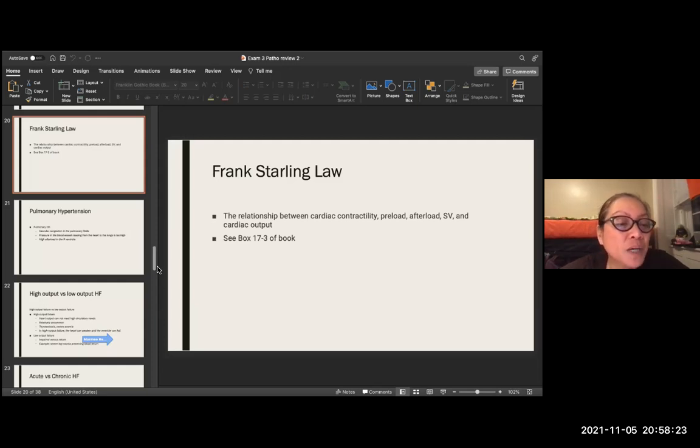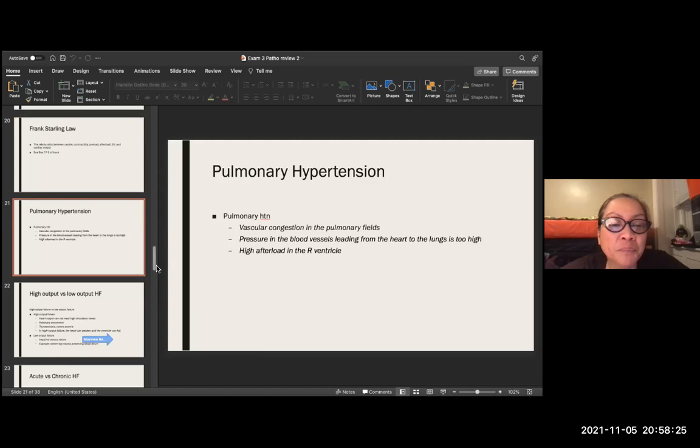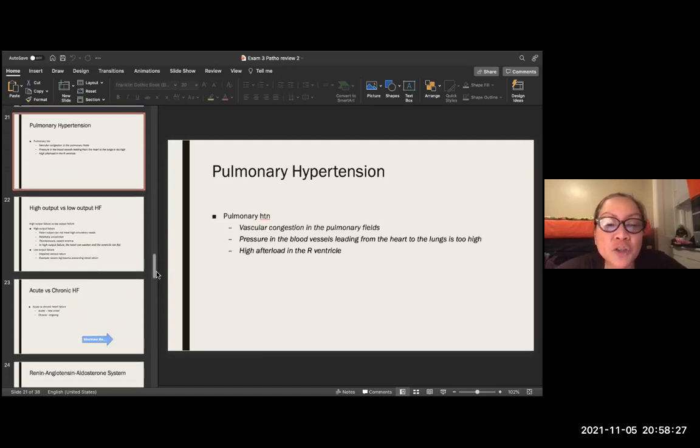Okay, let's go to the pulmonary hypertension. So the pulmonary hypertension, the lungs are involved here. So there is congestion. When there is vascular congestion, what do you understand?